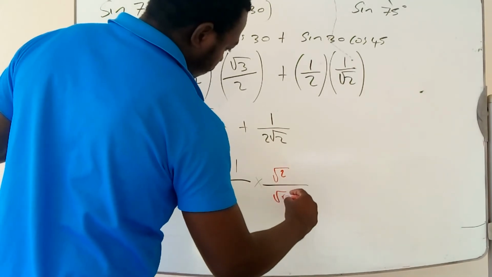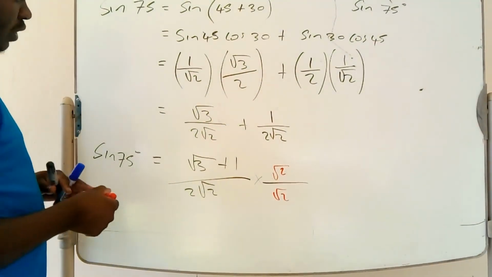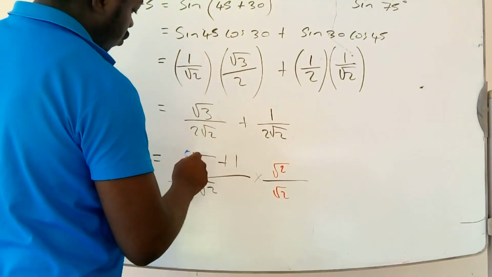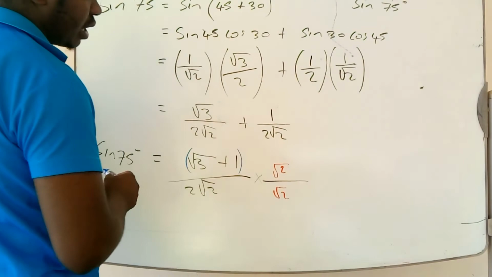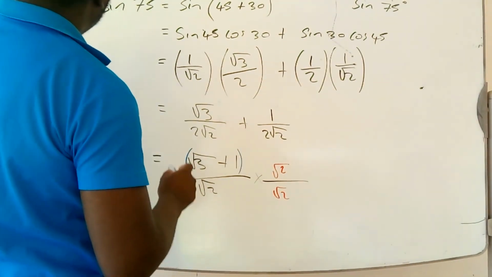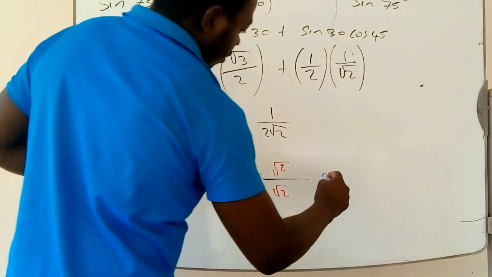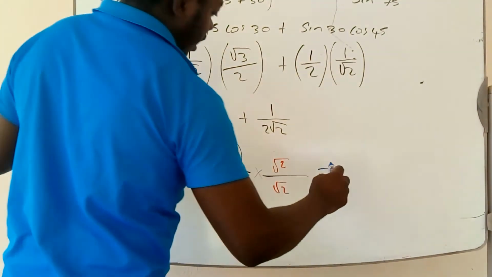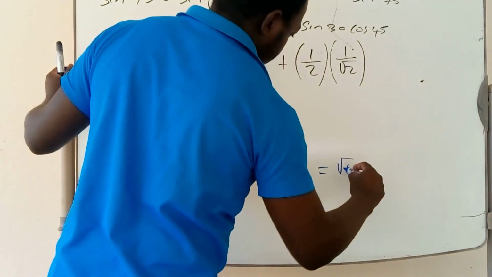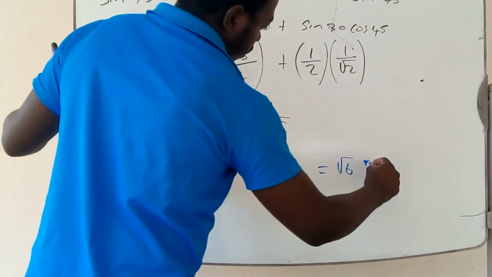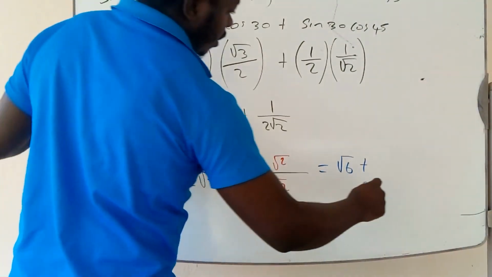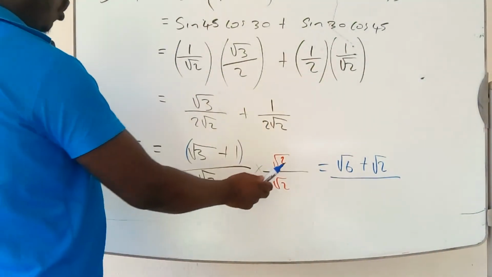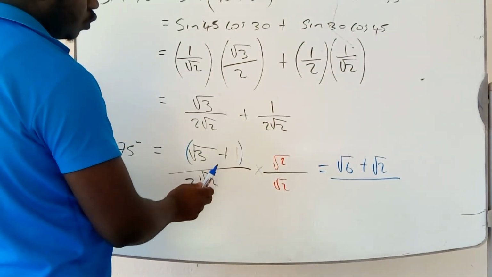If you do that, you have to visualize that all of the numerator is multiplied by root 2, so this is a bracket, right? And you distribute normally. So your final answer would be root 2 times root 3, that's root 6, plus root 2 times 1, that's root 2. All of that divided by root 2 times 2 root 2.